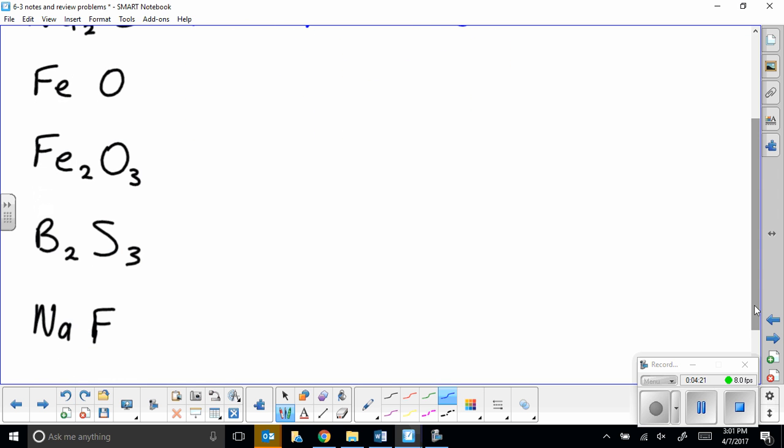Now I get iron. I look at iron. Iron is a transition metal. Iron is in group 8. So this is a little trickier. I do have iron, but I need to put in here what iron it is. And it's iron something oxide.